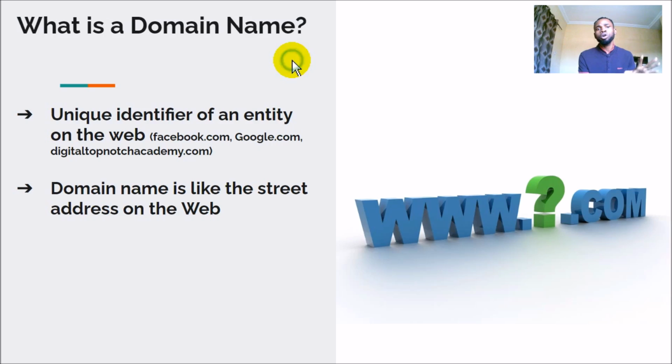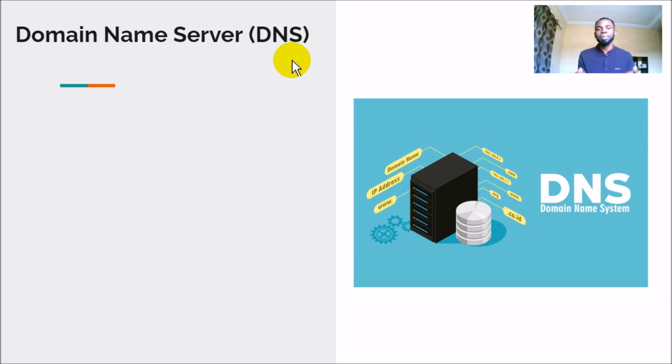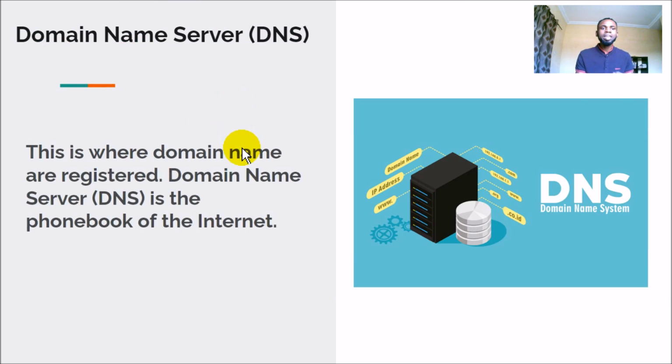Now there are other things you need to understand. How is a domain name made available? A domain name is made available through the domain name server. The domain name server is simply where every domain name is registered. They are like the phone book of the internet. This is where anyone is given a unique identity on the web.